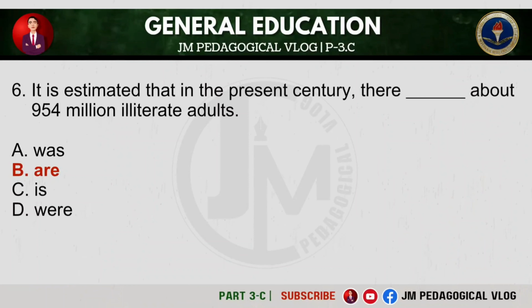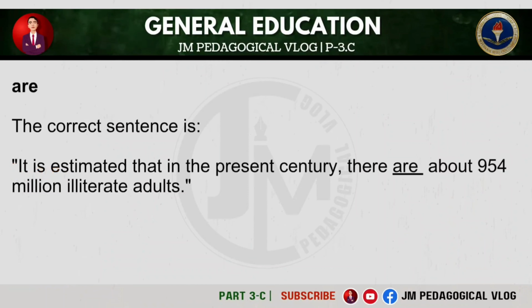B. The correct sentence is: it is estimated that in the present century, there are about 954 million illiterate adults.